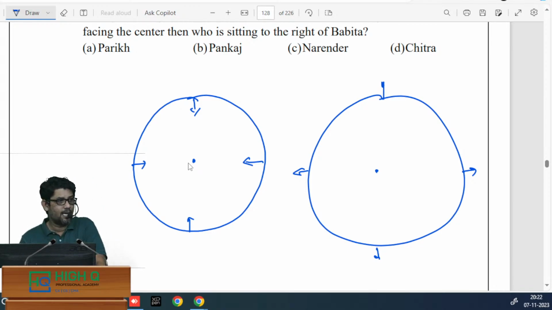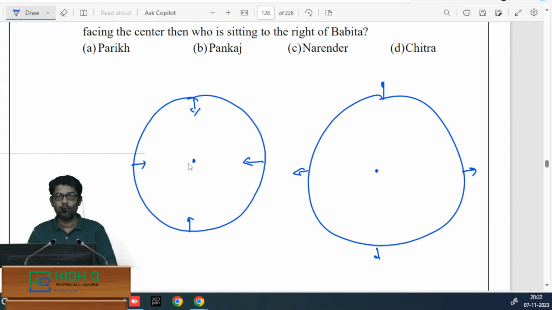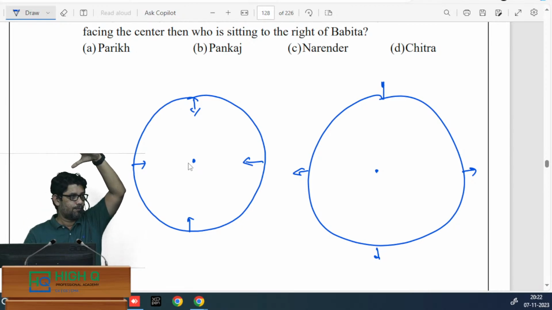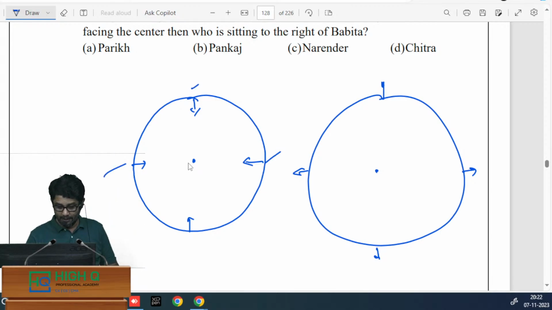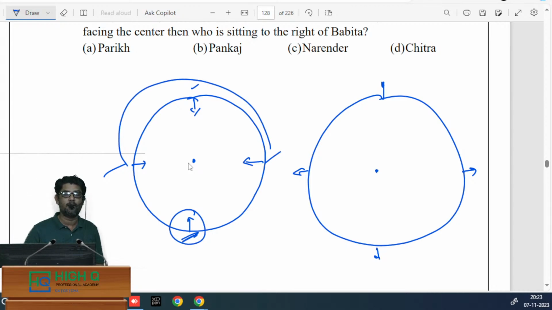Now, what is the difference? I'll tell you. Whenever you make a circular arrangement, the best rule to follow is that one person at one particular place is to be fixed. For example, with 4 people, any one place has to be fixed for one person. With respect to this person, we have to arrange the other people.